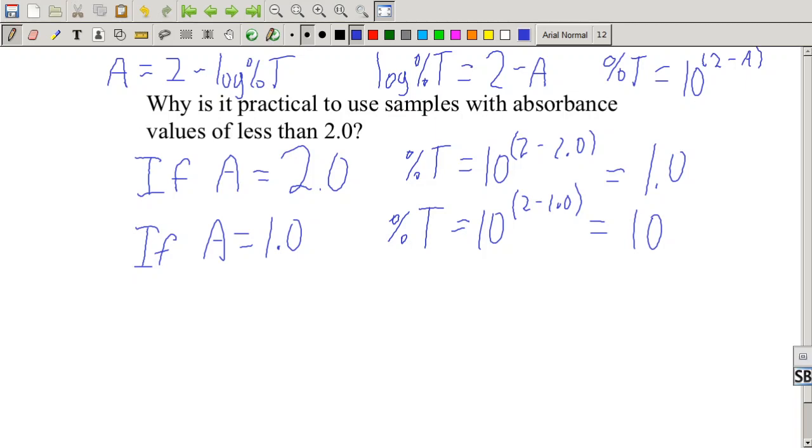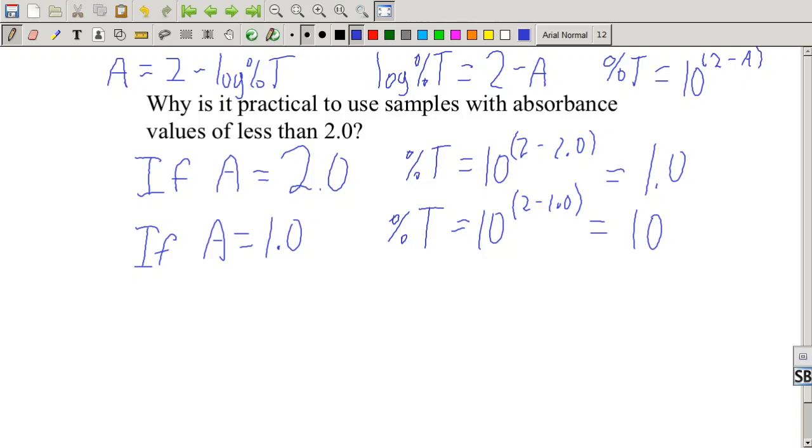So here's what you want to think about. If absorbance is 2, you're letting through 1% of the light you're letting through your blank. If absorbance is higher than 2, that percentage gets even lower. How accurate is that going to be? It's not going to be very accurate. You're exceeding the limits of your detector by doing this.